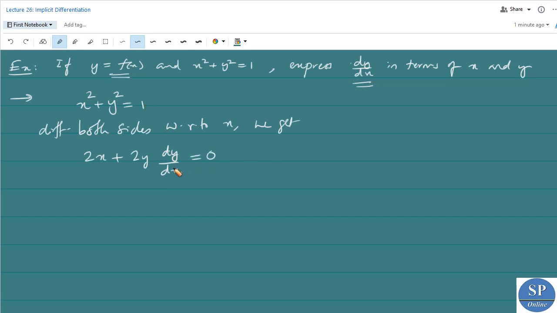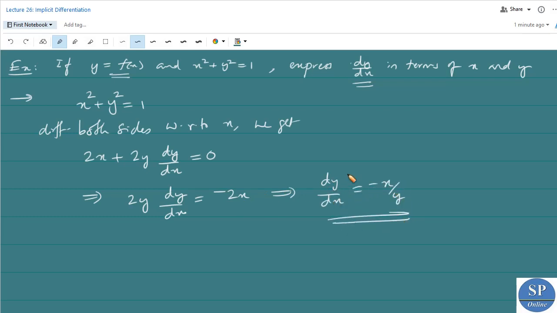So now next step is to solve this equation for dy by dx. So from this we get 2y dy by dx is equal to minus 2x, that is dy by dx is equal to minus x by y. So this will be the derivative.